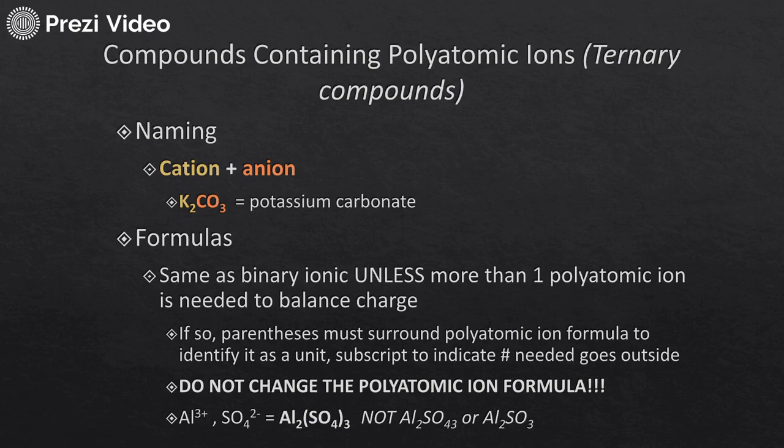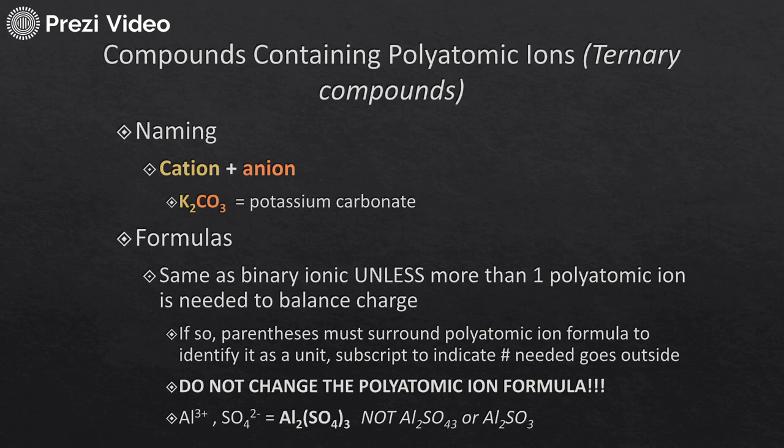Now, if I wanted to write the formulas, I'm going to go through the same process unless I have more than one polyatomic ion that's needed to balance the charge. If so, then I need to put parentheses around that whole polyatomic ion to identify it as a unit, okay? And then I'm going to use a subscript to indicate the number that's needed on the outside. Remember, it's very important: do not change the formula of the polyatomic ion.